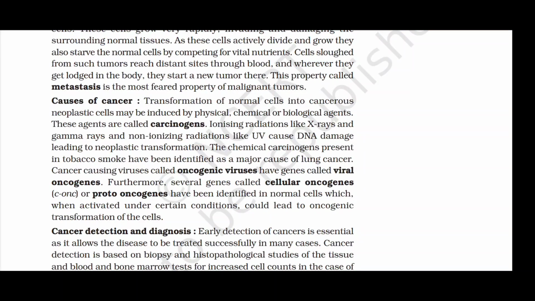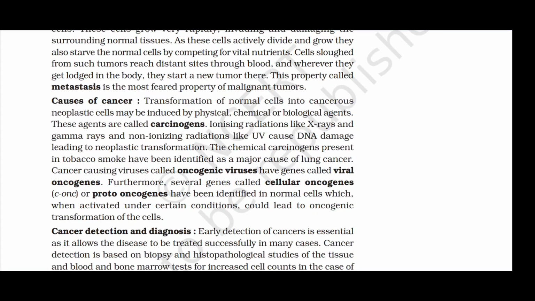Cancer-causing viruses called oncogenic viruses have genes called viral oncogenes. Furthermore, several genes called cellular oncogenes, c-onc, or proto-oncogenes have been identified in normal cells, which, when activated under certain conditions, could lead to oncogenic transformation of the cells.